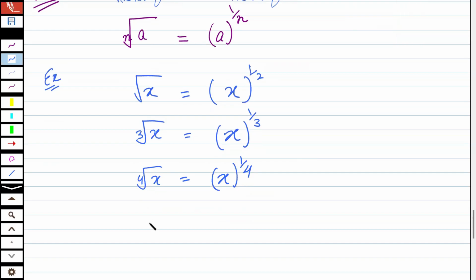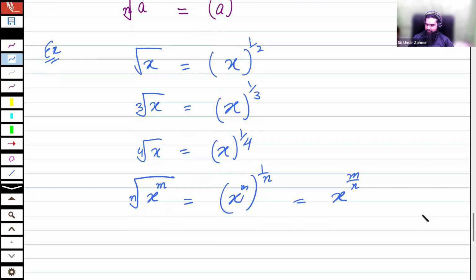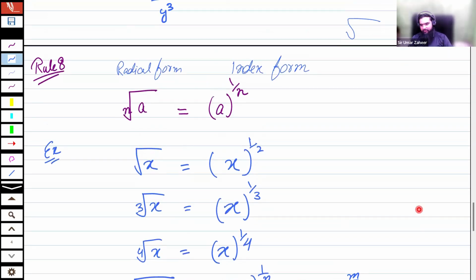In the same way, if you have x raised to power m and there is an nth root, if you convert it, it will be the whole raised to power 1 by n, and the power on the power will multiply. So m multiplied by 1 by n will be m over n. Is it clear? In simple words, if you have a radical form, you must know how to convert it into the index form. If any value is given in the index form, you must know how to convert it into the radical form.